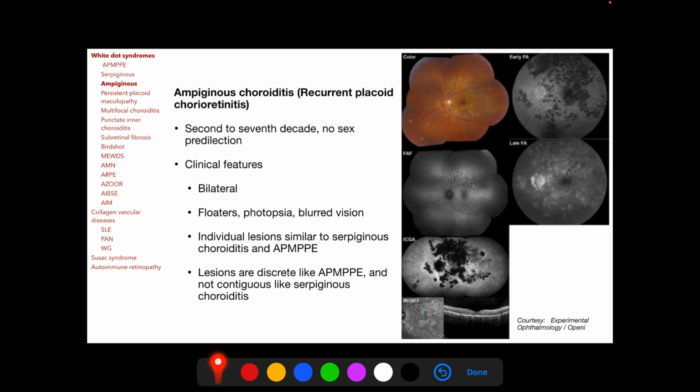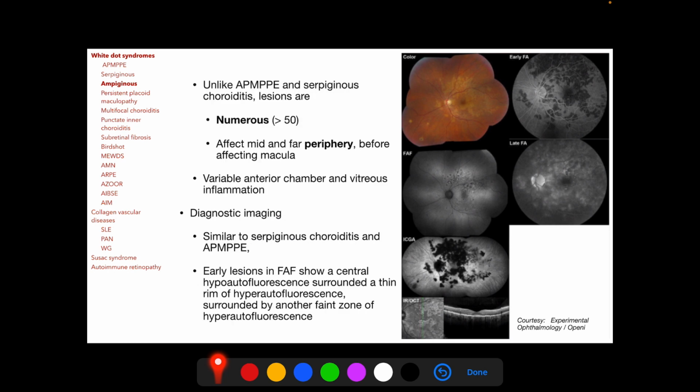However, lesions are discrete like APMPPE and not contiguous like a centrifugally expanding serpiginous choroiditis. Unlike APMPPE and serpiginous choroiditis, Ampiginous lesions are numerous. More than 50 in number is characteristic, so we find multiple lesions all over the fundus, and it can also affect mid and far periphery before affecting the macula. Serpiginous and APMPPE lesions affect the posterior pole early and usually do not extend beyond the mid-peripheral retina. Anterior chamber and vitreous inflammation is variable in Ampiginous choroiditis.